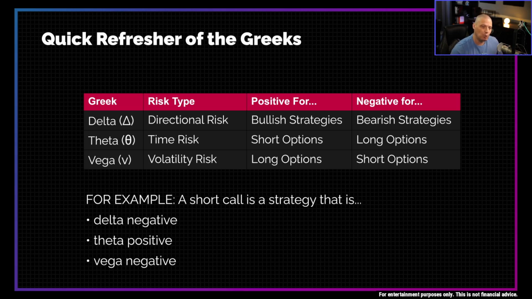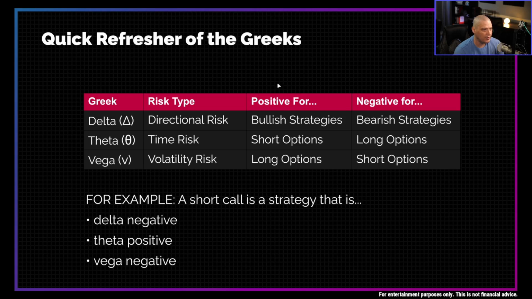So it's pretty easy to remember if a strategy is positive or negative for any of these Greeks. For example, delta, I have this column here, delta is positive for, negative for. So delta is positive for bullish strategies, you want the underlying stock to go up, and it's negative for bearish strategies where you want the underlying stock to go down. So any trade that is a bullish trade is delta positive. Any trade that's a bearish trade is delta negative.